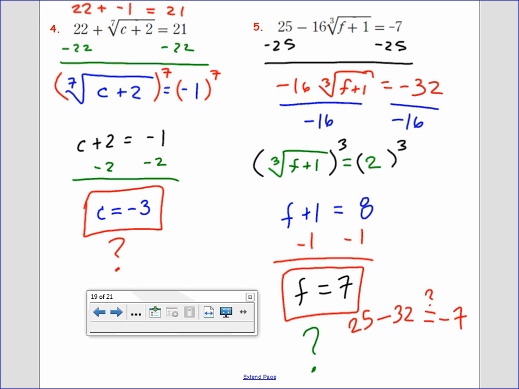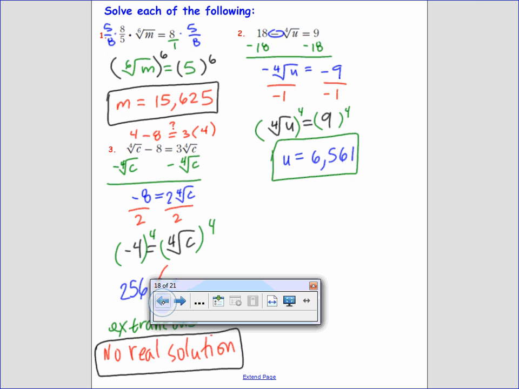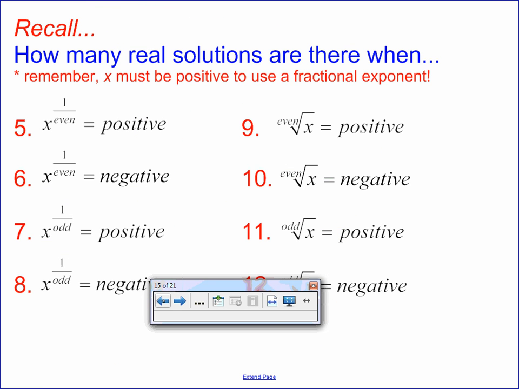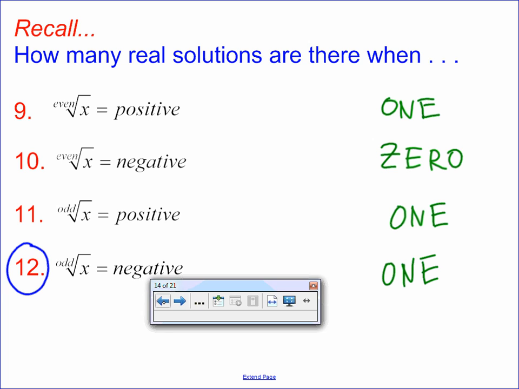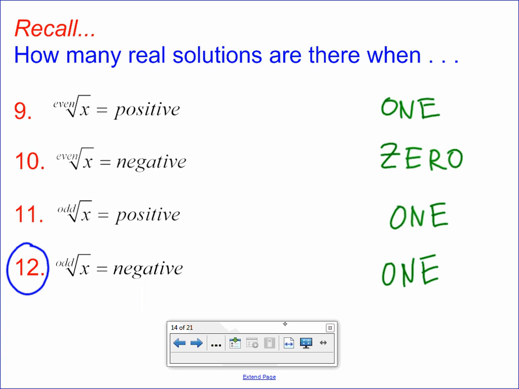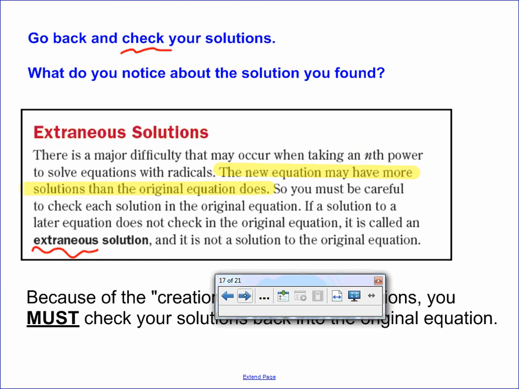The green, right here, the cube root isolated and set equal to a positive, we expect one real solution. The 7th root right here, isolated in blue, set equal to a negative, that's okay. It's okay to have an odd index radical set equal to a negative number. We saw that. There's one real solution. So that was our number 12 that I told you to look out for in the beginning. Awesome.